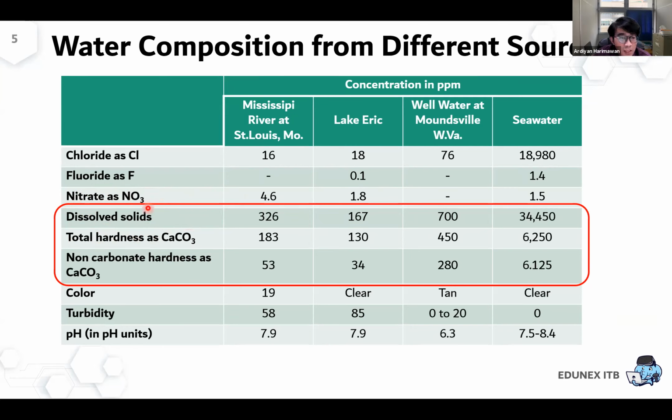But besides dissolved solids, we also have what we call suspended solids. It's the opposite of dissolved solids. Suspended is the solid that cannot be dissolved. It will be suspended, so it will create what we call turbidity.